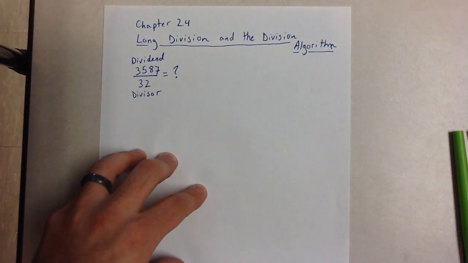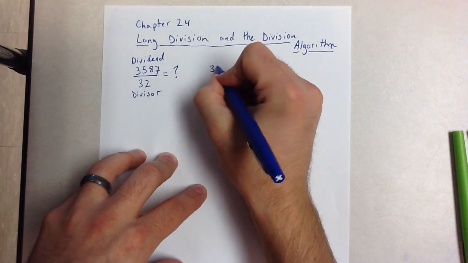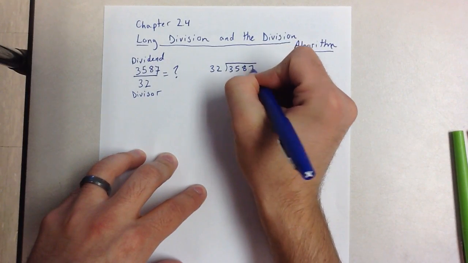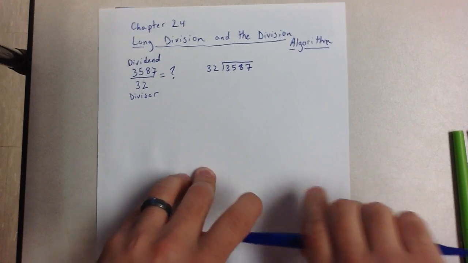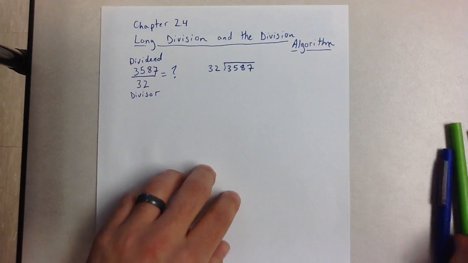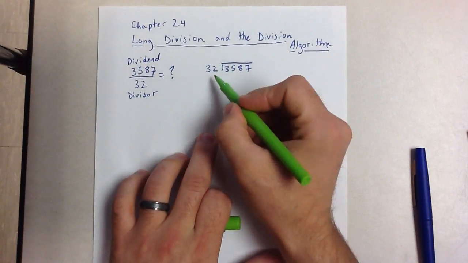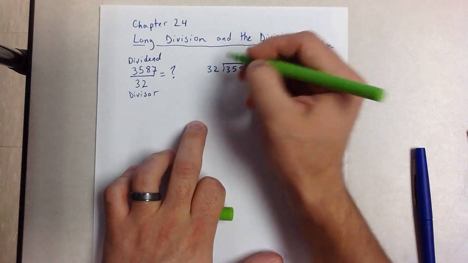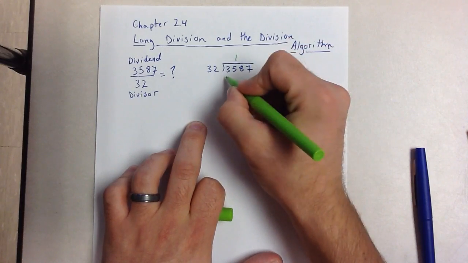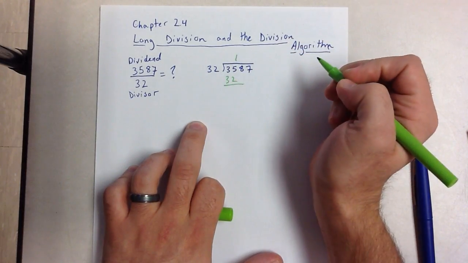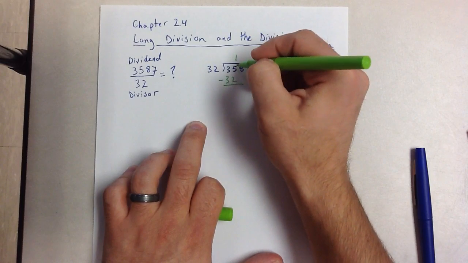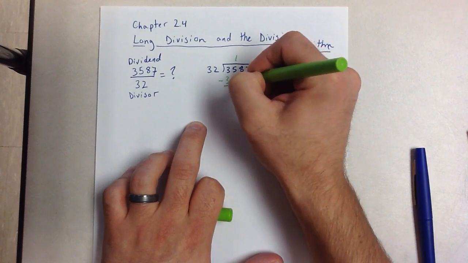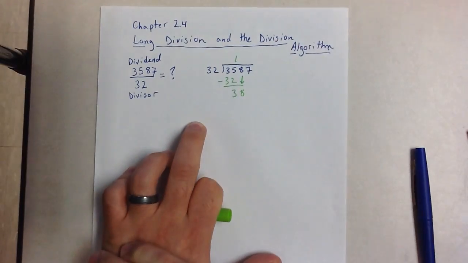So, let's divide. So we have the divisor and our dividend. And we do this by thinking of how many times can 32 go into 35? Well, we would say once. We would multiply 32 by 1. And we think of taking 32 away from what's above it. So that would leave us with 3. And we would know that 38 drops down.